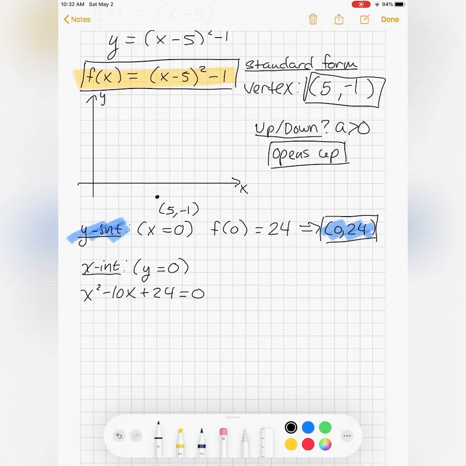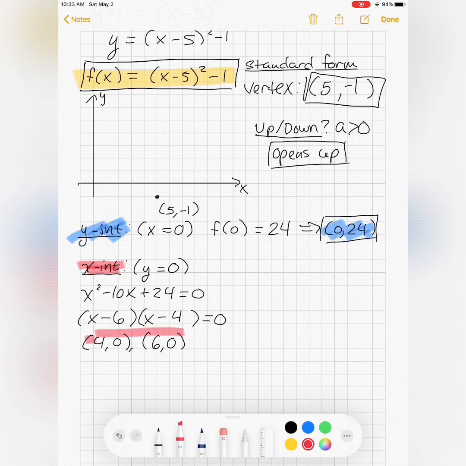Okay, so in this case, let's see, I think this factors: adds to negative 10, multiplies to positive 24. Let's try negative 6 and negative 4. So these are my x-intercepts. Okay, I guess I'll go ahead and put those on the graph. But then I was going to ask, well, this one was pretty easy because it factored.